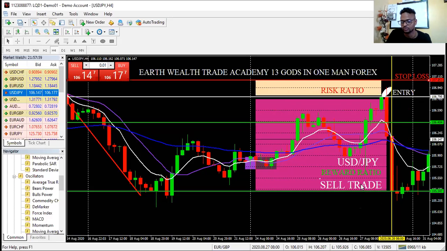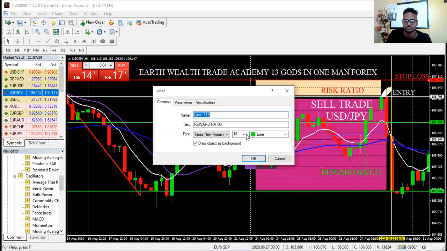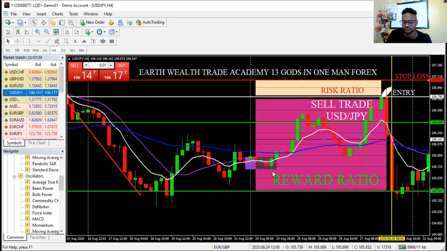So I can actually move this here to say this is a sell trade up here. So it starts from here, here, and continues all the way down. Basically. And I can make this bigger, as big as I want it to be. And that is all my reward ratio right here. Very important. And that's it, guys.